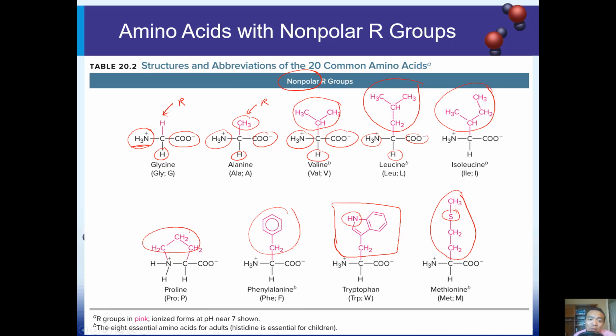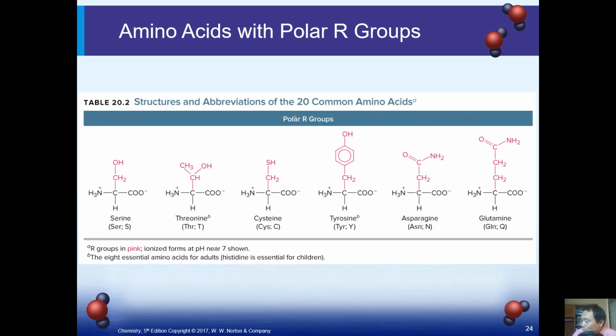So if you have hydrocarbons only as the side chain, of course it's nonpolar. But for tryptophan and methionine, you have some heteroatoms. So those two probably you got to remember. You have sulfur here, and you have an NH over here. That's kind of special because the major portion of this tryptophan side chain is nonpolar, so the whole thing is very nonpolar. The second type, of course, is going to be polar groups.